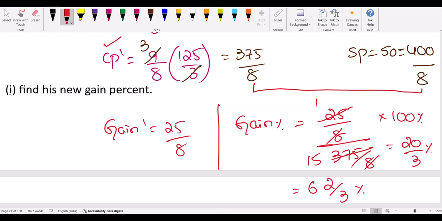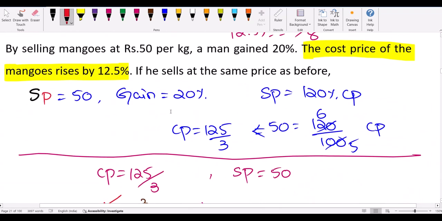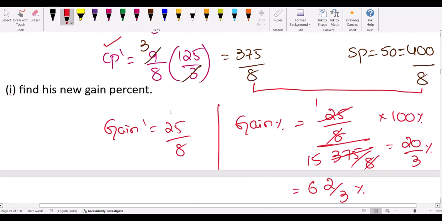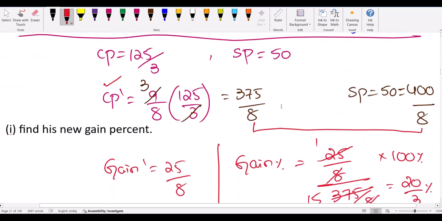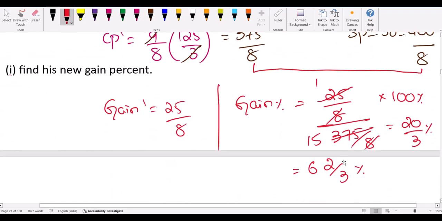Initially, what was the gain percentage? 20. Now the gain percentage is 6.66, or 6 2 by 3. Why did the gain percentage decrease? Because the cost price increased. The selling price did not change. We read the question clearly: he sells at the same price. The previous selling price and the new selling price are the same. But the cost price increased, so obviously the gain will decrease, or there is a chance you may enter into a loss also. If the cost price increased more, you may enter into loss. Or if it is a gain, that gain will decrease as well. So previously the gain was 20, now it became 6 2 by 3 percent.